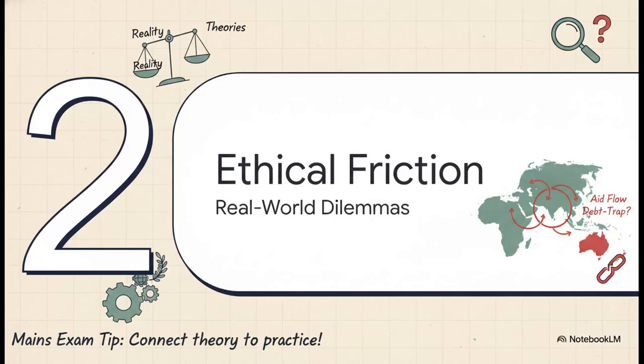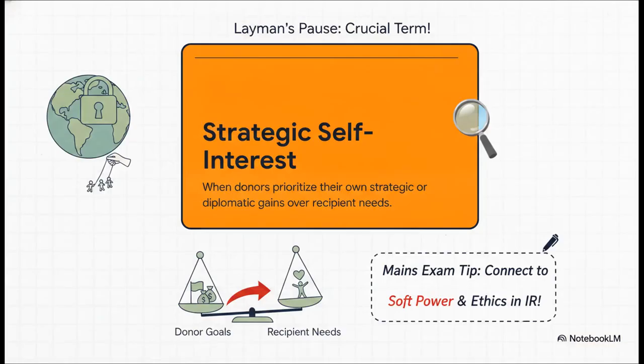Moving into Section 2, Real-World Ethical Friction. We need to define a crucial term before we go any further: strategic self-interest. This happens when donor nations prioritize their own diplomatic, commercial, or even military goals way over the actual humanitarian needs of the recipient. Well, political realists would argue that governments have a primary duty to their own citizens, meaning any aid they give absolutely must yield some sort of national benefit.